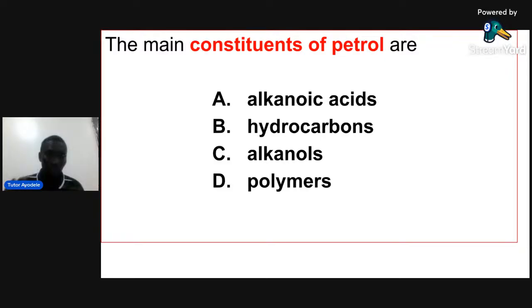So the main constituent of petrol is what? I said petrol has a formula of C8H18.